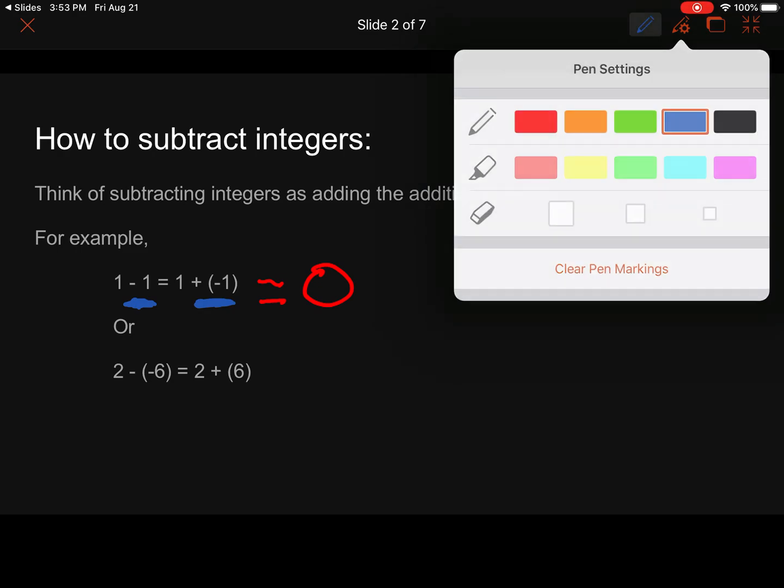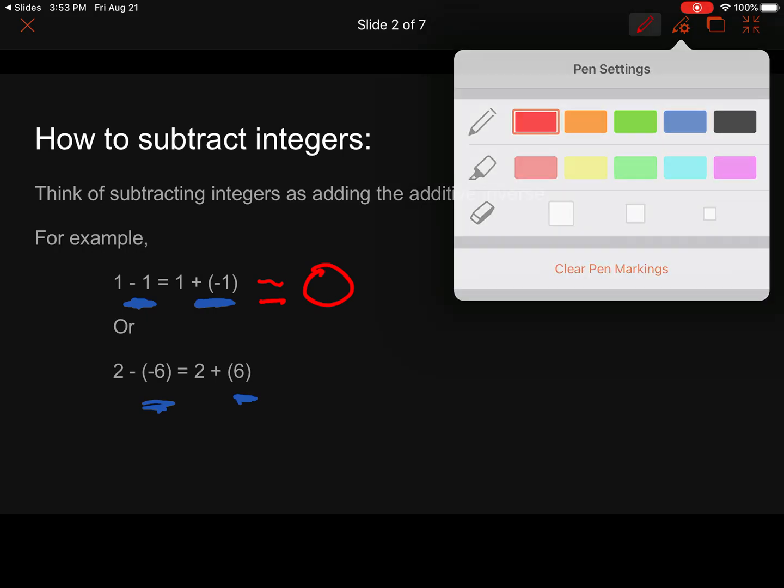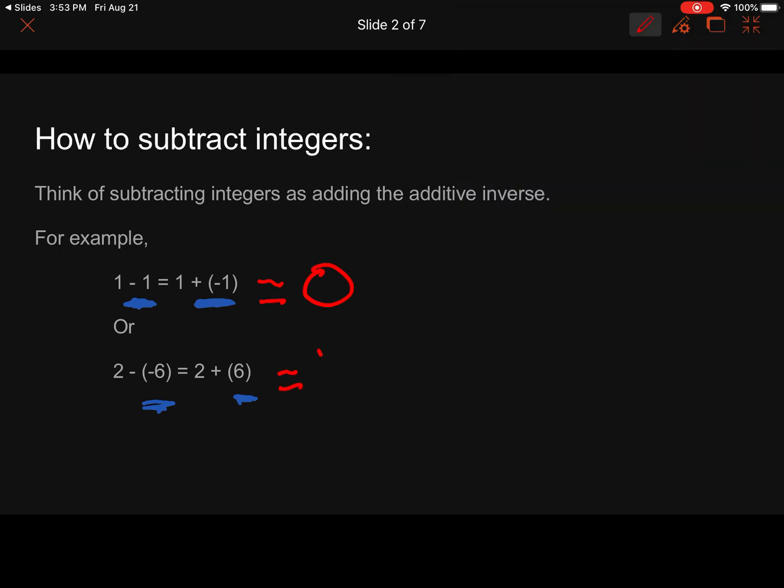Now similarly down here, we're going to substitute this -6 with a positive 6, and we'll switch the sign from subtraction to addition. So 2 minus -6 will become 2 plus 6. And then we can see that this would sum to 8.